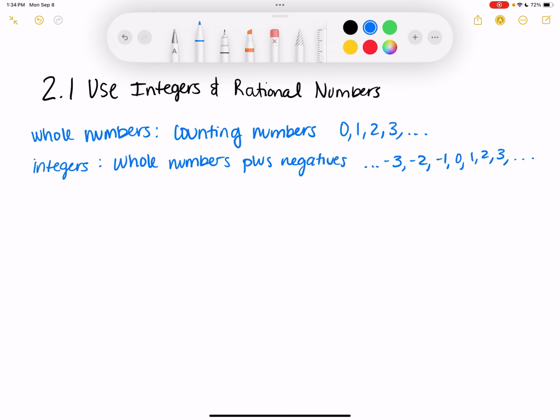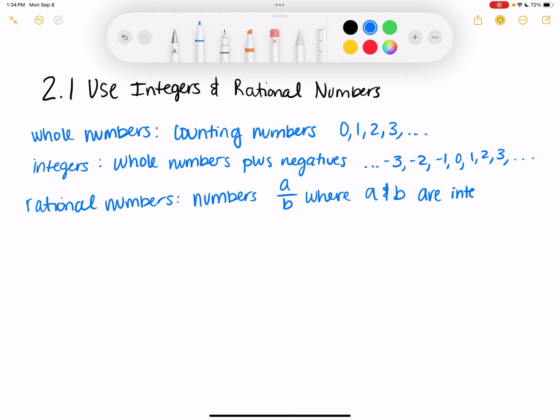We also have something called rational numbers, which are numbers like a over b, where a and b are integers. The only catch is that b is not equal to 0, because we cannot have something divided by 0. That's undefined. Maybe that comes in another section.